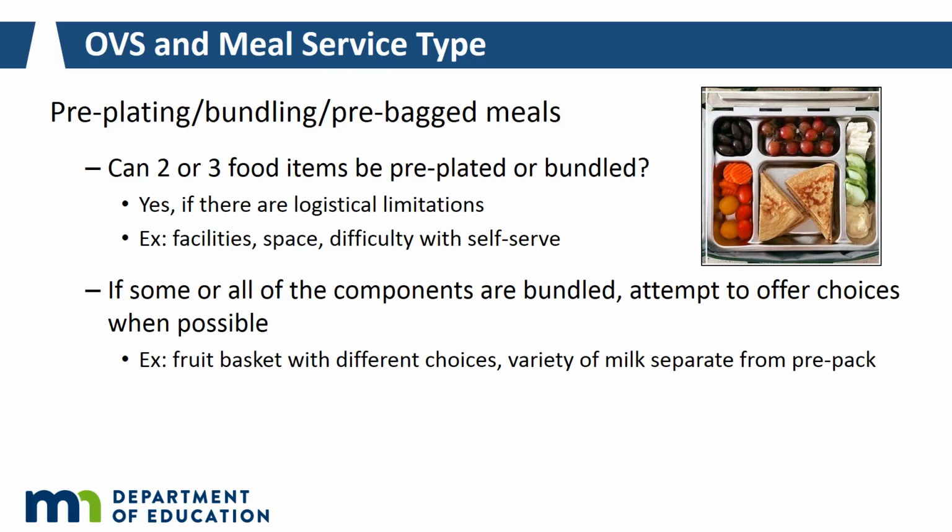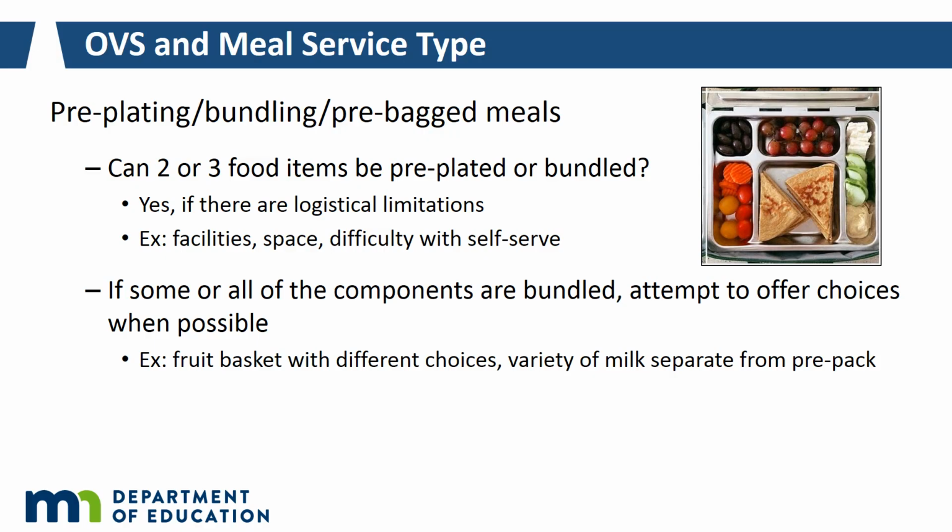Now that we know the basics and feel comfortable identifying reimbursable meals, let's talk about offer versus serve and meal service type. Let's say you have a grab-and-go service style for breakfast and also want to implement offer versus serve. You may want to pre-plate or bundle some of the food items. USDA does allow schools to bundle 2 or 3 food items if facility, space, or design are a challenge.